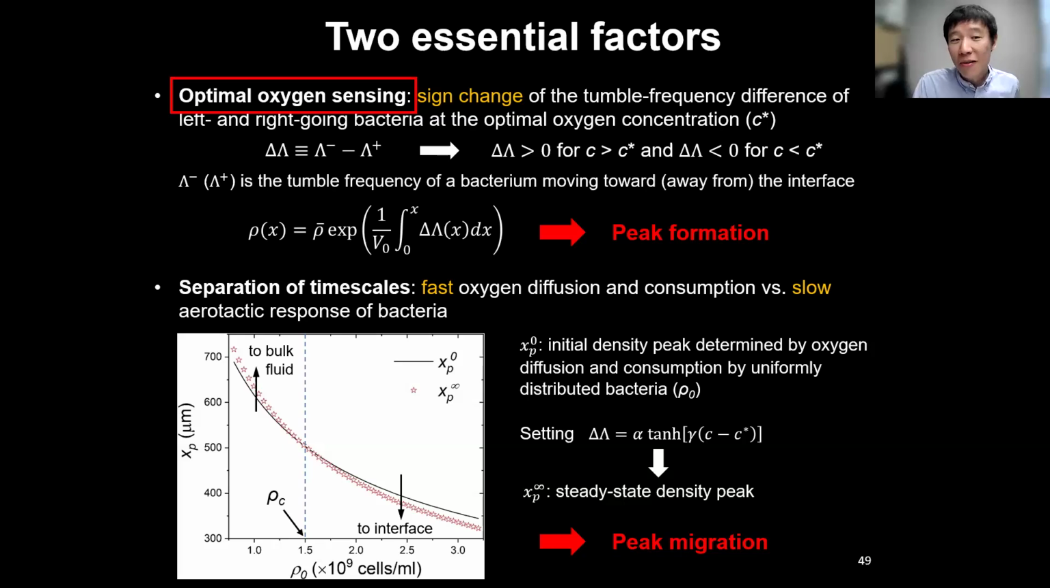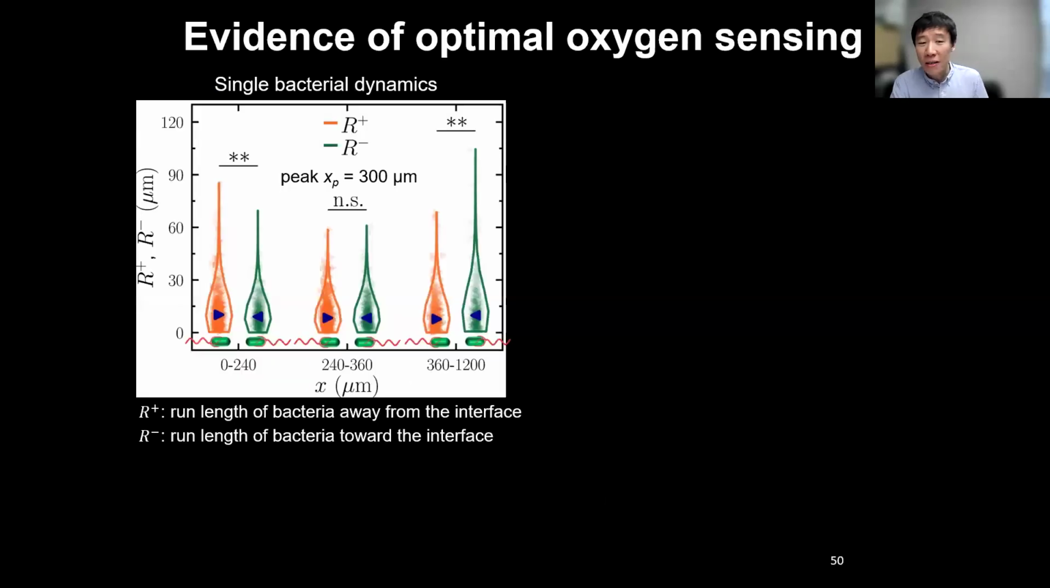In the last one minute, I want to show you some results to convince you that there is indeed optimal oxygen sensing, because this is a sort of new thing, at least in the active matter community. We want to convince you that E. coli do sense an optimal concentration of oxygen. So we do two things. First, we measure single bacterial dynamics to show you that their migration direction is actually different on different sides of the peak.